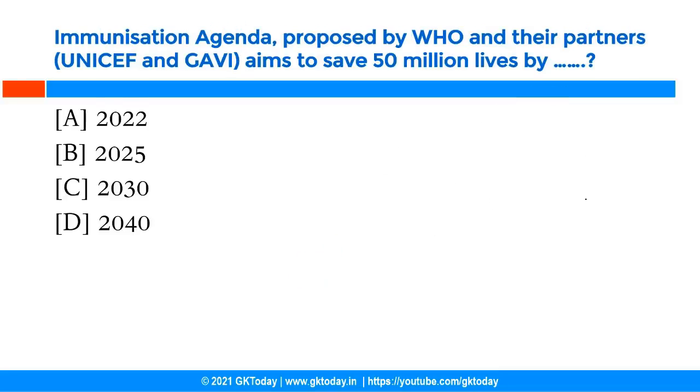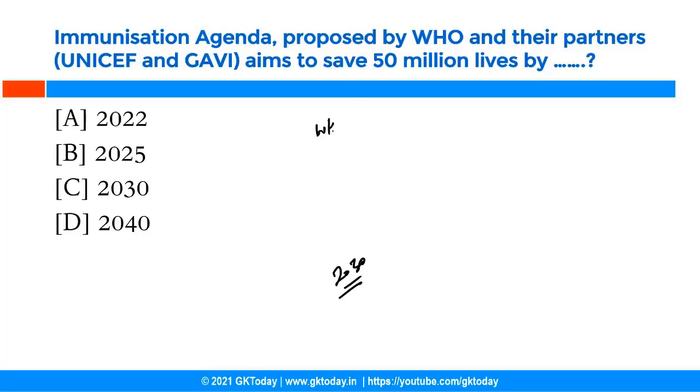Next question is, Immunization Agenda proposed by WHO. WHO is World Health Organization and their partners, that is UNICEF and Gavi, aims to save 50 million lives by which year? So by 2030, the agenda is to save 50 million lives.